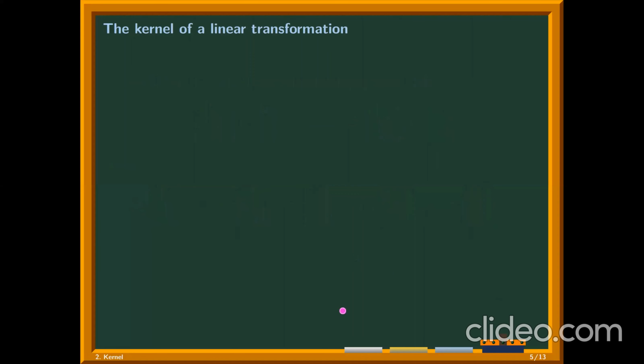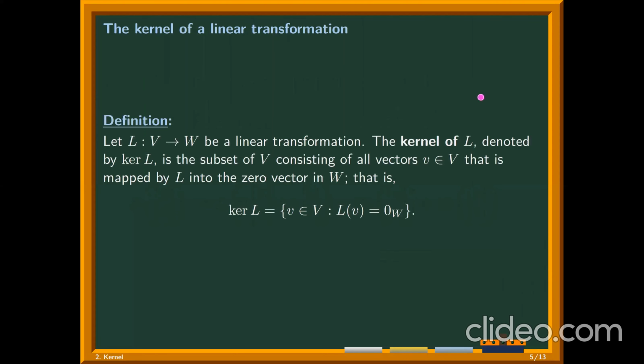So now we talk about one important subspace or vector space associated with a linear transformation. That is the kernel of the linear transformation. Given a linear transformation L from V into W, we define the kernel of L, denoted in this manner, to be the subset of the domain which consists of vectors that are mapped into the zero vector in W. So these are the vectors that are sent by L into the zero vector in W. That's what we call the kernel.